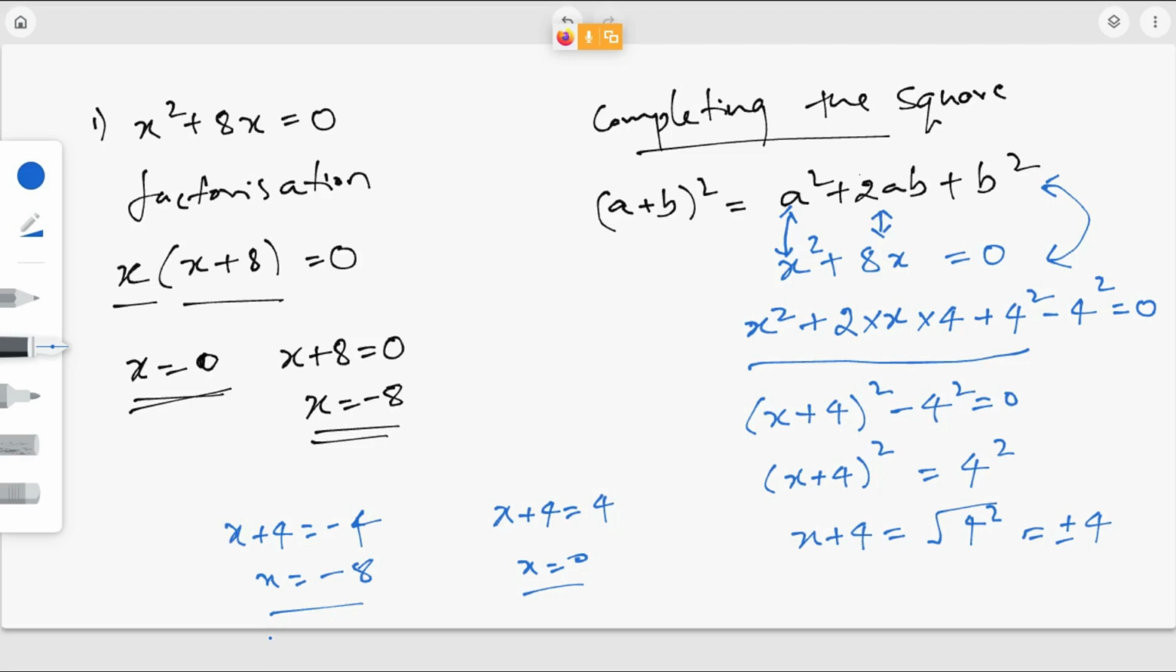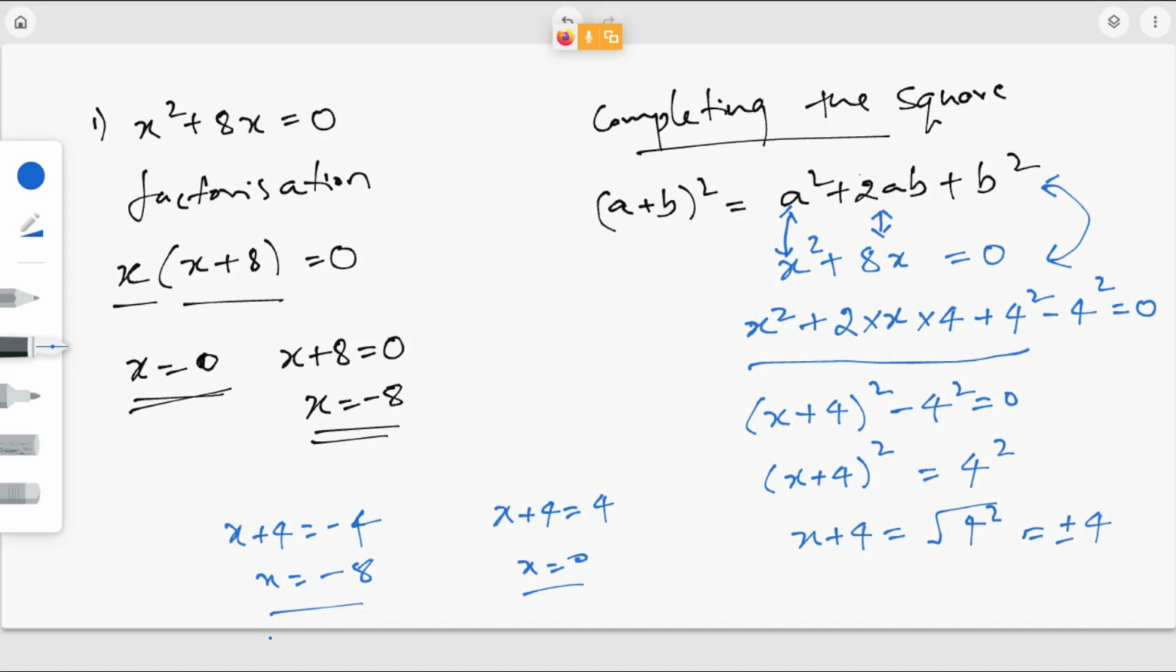Understood? Yes, sir. Any doubts? Any questions? Any confusion? Samruddhi? No, sir. Okay, you understood how to split the second term now? Yes, sir. Okay, if there was 8x, how do we split? 2 into x into 4.